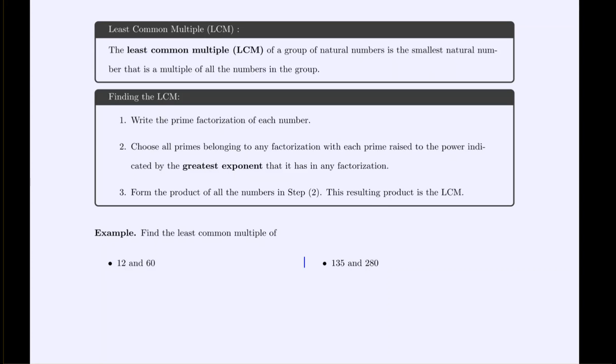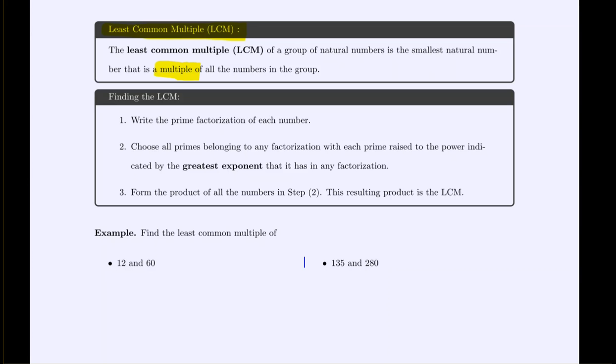Next, we're going to discuss the least common multiple, sometimes abbreviated LCM. Now, the least common multiple of a group of numbers is the smallest natural number that is a multiple of all the numbers in the group. So this is the somewhat tricky thing.